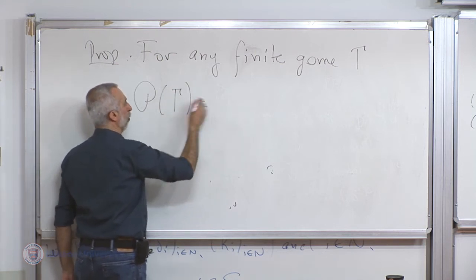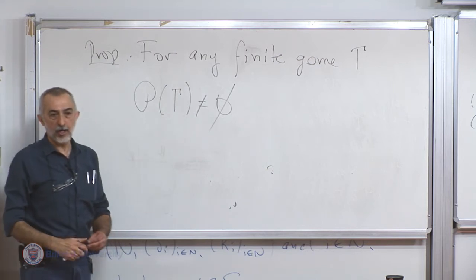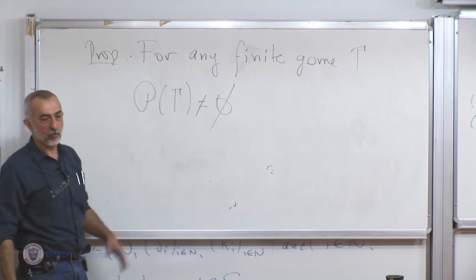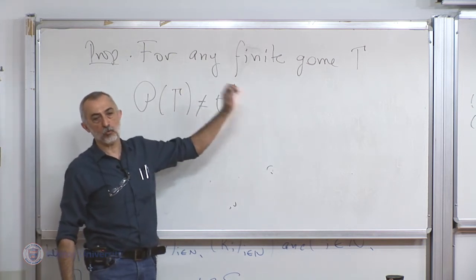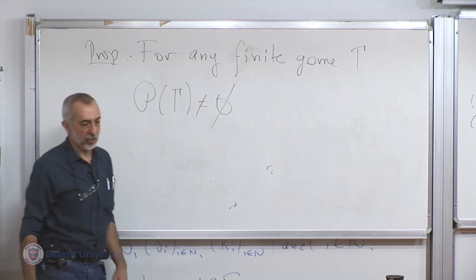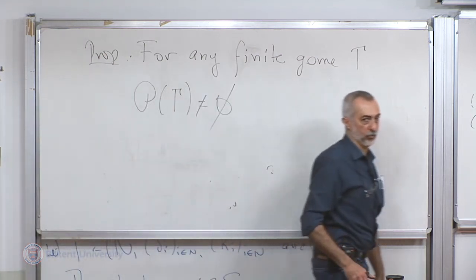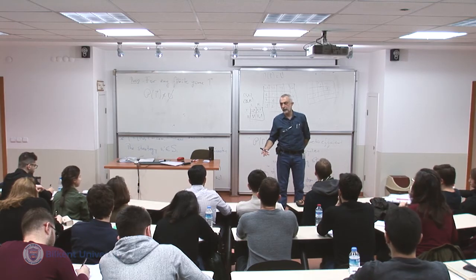this set of Pareto efficient strategy profiles is non-empty. So every finite game, if I want to say it in plain English, has at least one Pareto efficient strategy profile. Okay? So far, so good? What if the game is infinite?